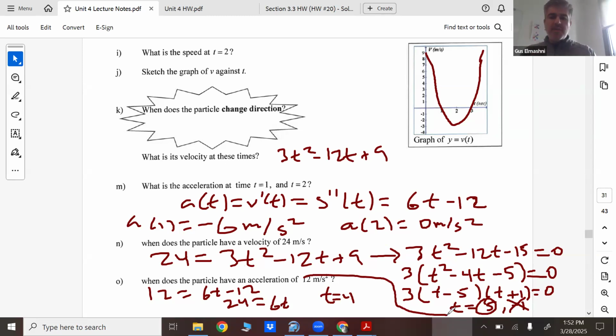Exclude the negative ones. Can't have an acceleration. No, you can't have negative time. Oh yeah, you can't have negative time. The velocity function told me negative. 100% they can.